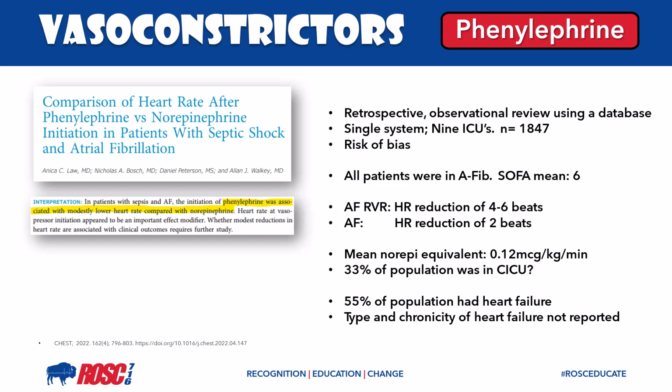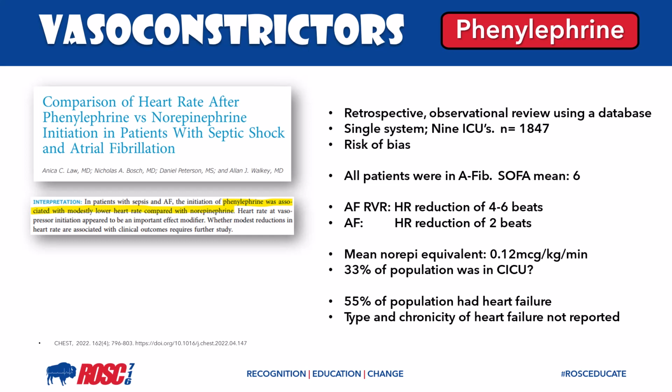per minute. In fact, a small number of patients were exposed to rate and rhythm control medications, including amio, beta blocker, calcium channel blocker, and digoxin. Beta blocker use was actually used in about 11% of the population at the 6-hour mark. In addition, the mean pressor dose was not overly impressive. It was 0.12 mics per kilo per minute of norepinephrine equivalents.